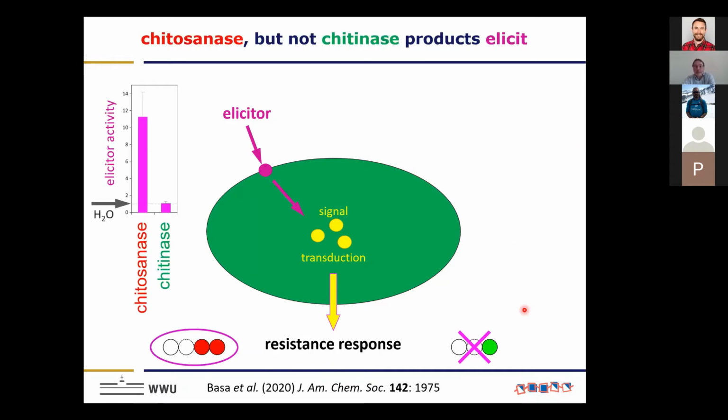Now, if we look at our oligomers, which we produced using chitosanase or chitinase, we can see that the chitosanase products, which have the two deacetylated units at their reducing end, are strongly elicitor active, whereas the chitinase products, which have the acetylated unit at the reducing end, are inactive as elicitors. So very clearly, the pattern of acetylation at the reducing end is important for the biological activity, for the elicitor activity of these chitosan oligomers.